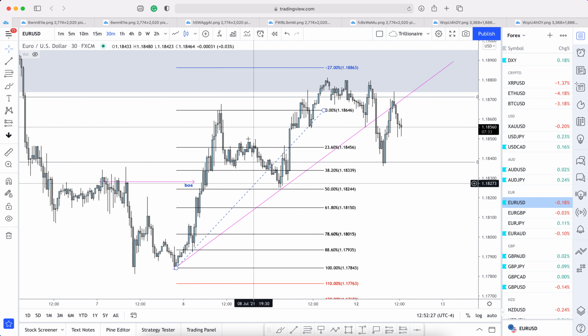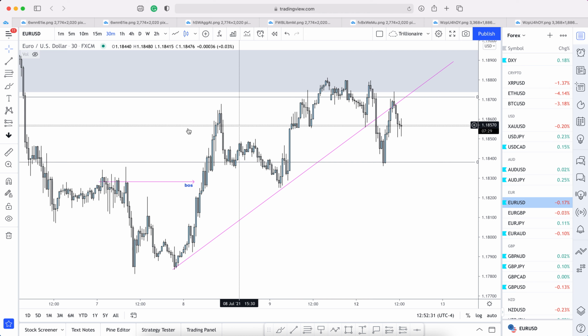Okay. So we see prices pushing to the upside, at least touch this 38.2. Okay, great. So we know that this is a continuation. We see another break of structure right here.